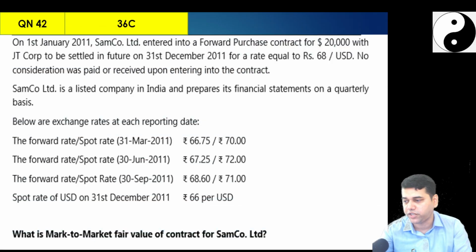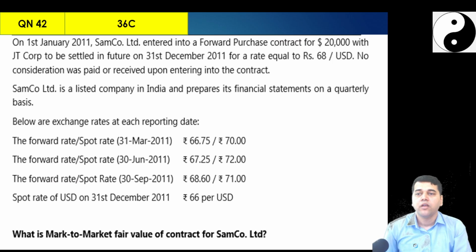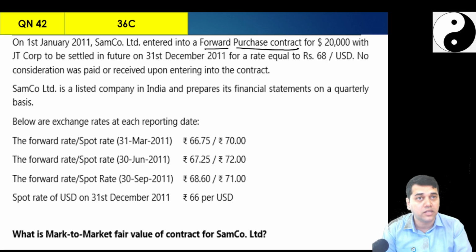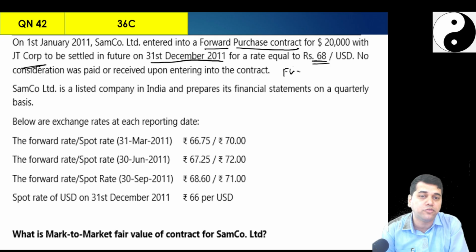Take out question number 42. This is my own example. On 1st of January 2011, Samco company entered into a forward purchase contract. That means today I have agreed to buy $20,000 in the future from JT Corporation, to be settled on 31st December, the end of the year. At which rate am I going to buy? 68 rupees per dollar. No consideration was paid or received upfront. That means fair value is equal to 0. On 1st January, when both the people sign the contract, we are not going to pass any accounting entry.